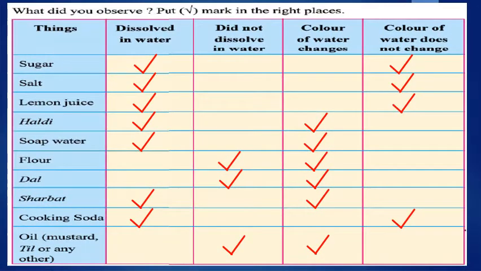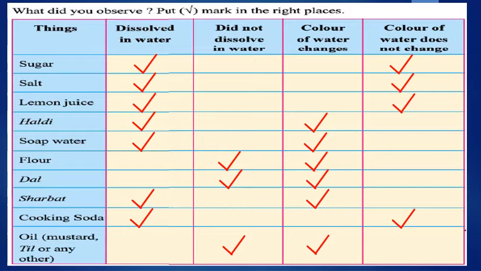Now children, answer the following questions. First one, do all the things dissolve in water? Answer is no. Flour, dal and oil do not dissolve in water. Second one, does the color of the water always change as each material is added? Answer is no. The color of the water does not always change.